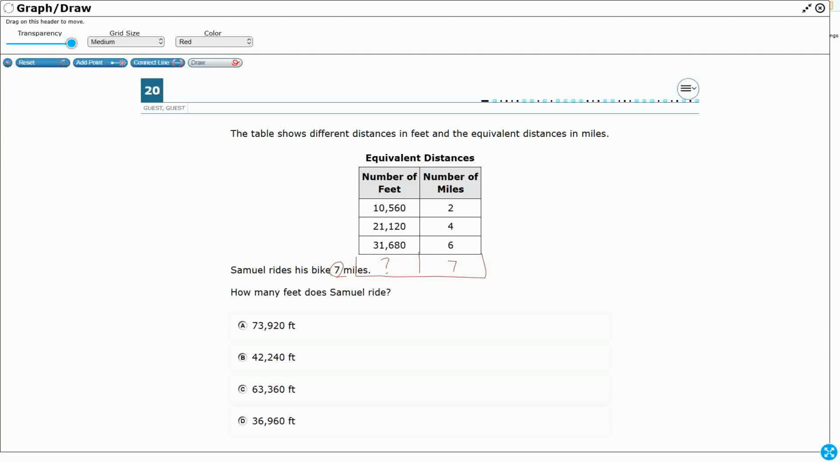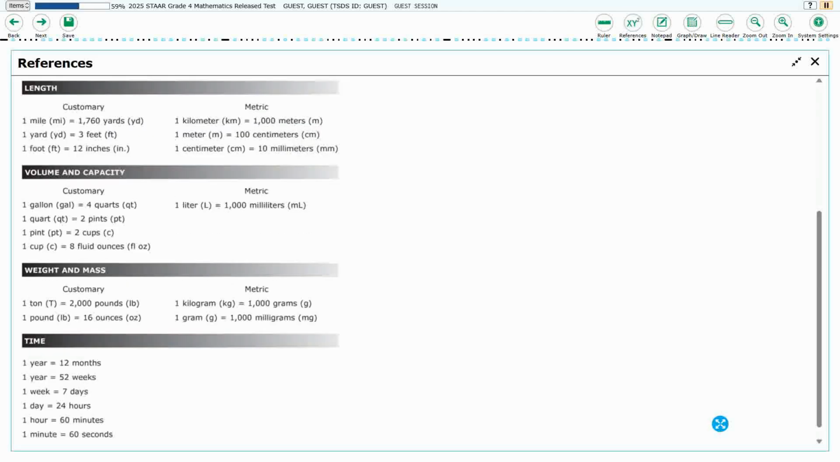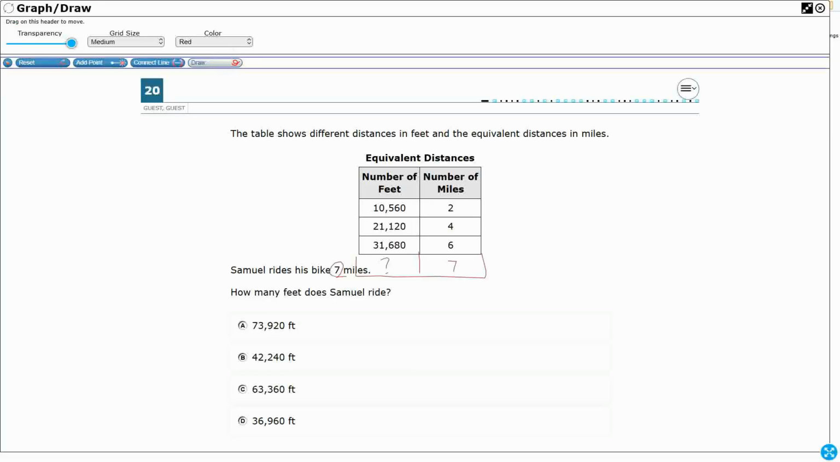Well, this would be really easy if we had in our reference materials the number of feet that are in a mile. But if you look, you're going to see length. Look at the very top left there, 1 mile. It tells us it's 1,760 yards. Now, it does tell us that 1 yard equals 3 feet, so we could do a little something with that if we want to. There's a few different ways to solve this.